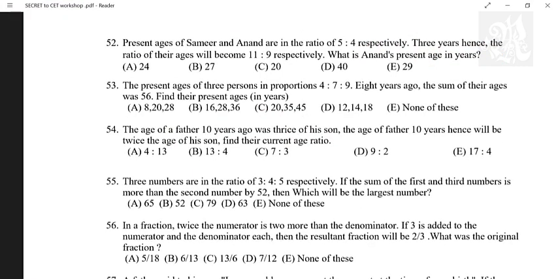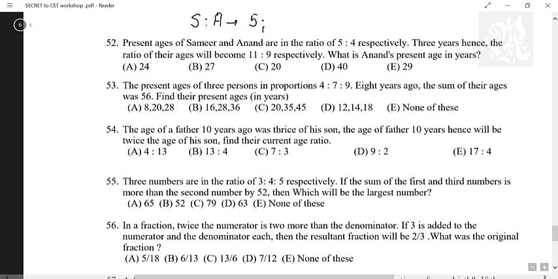So let's look at the first question. Okay, so the present age of Samir and Anand have a ratio of 5:4, and 3 years later their ratio will become 11:9.